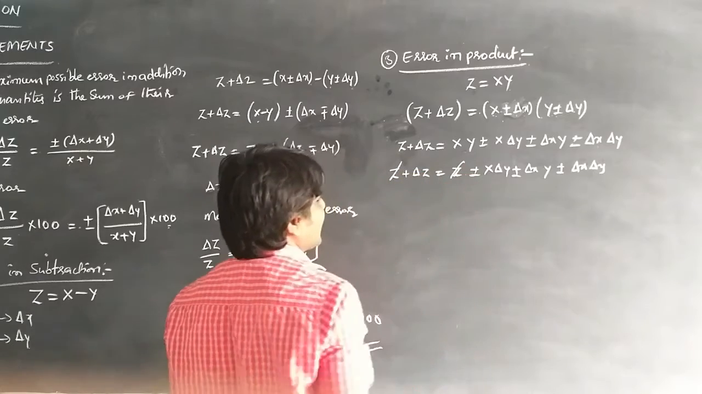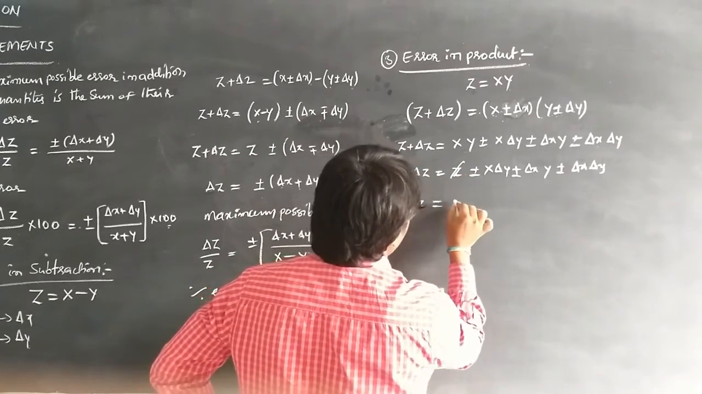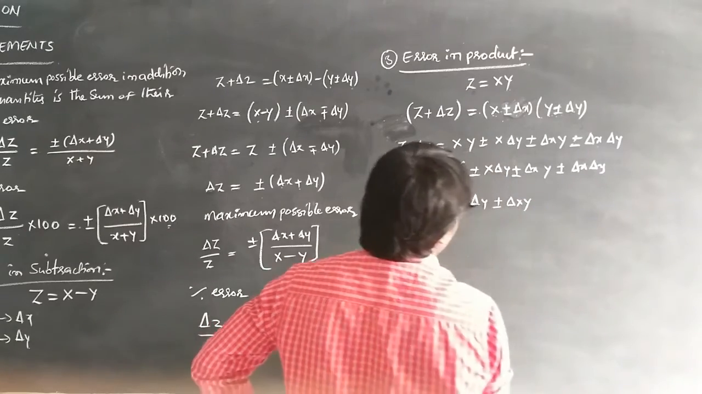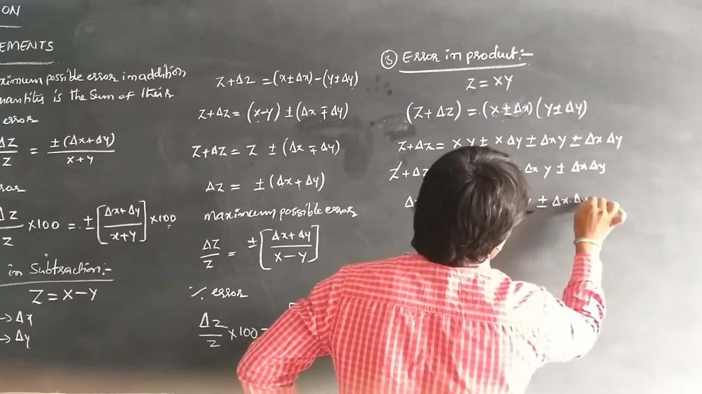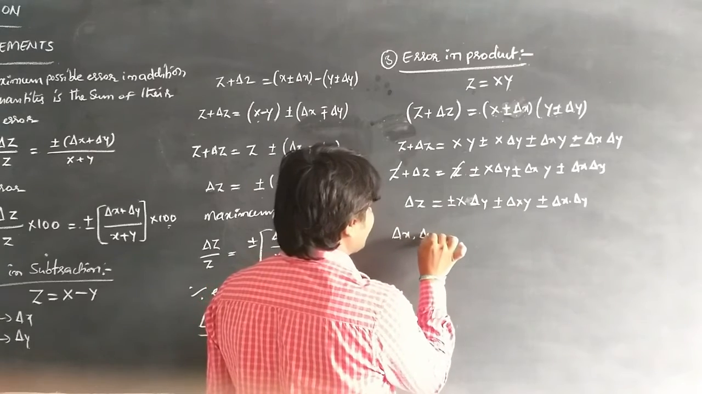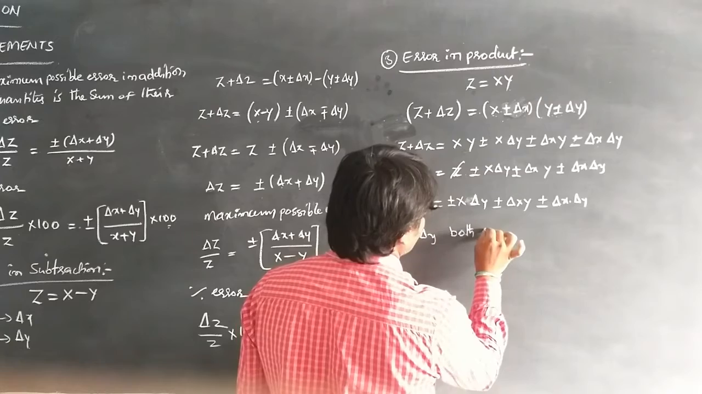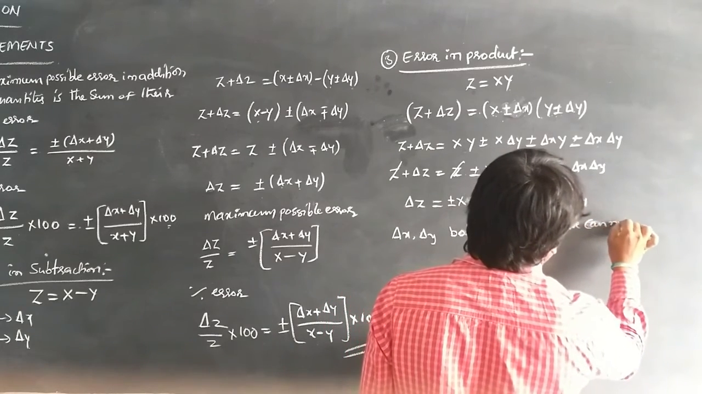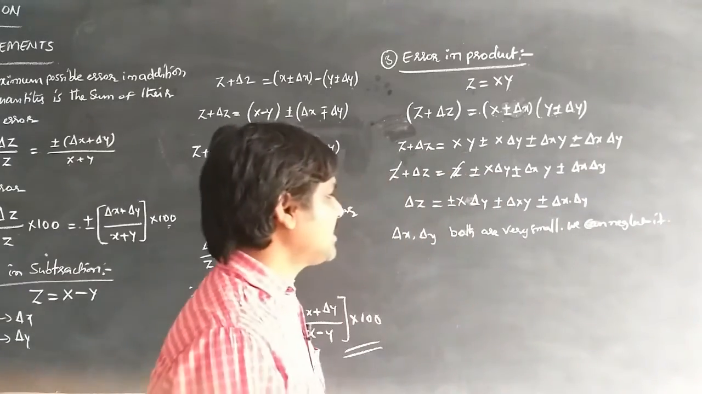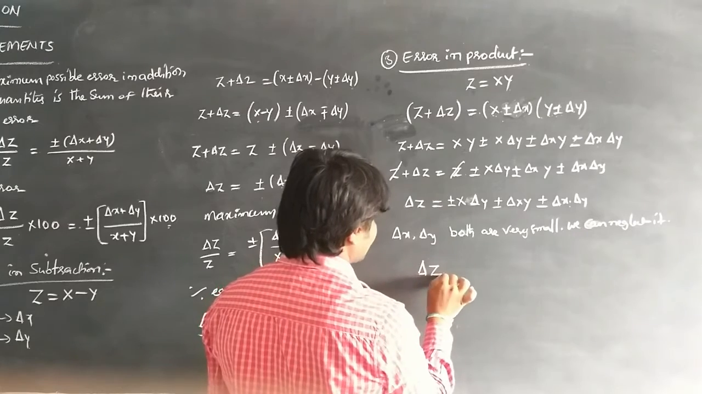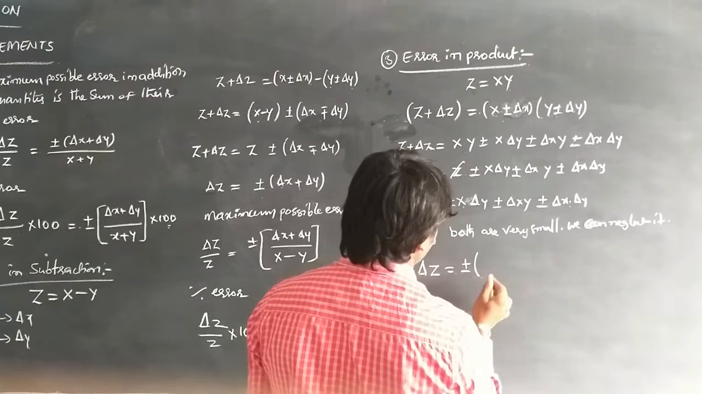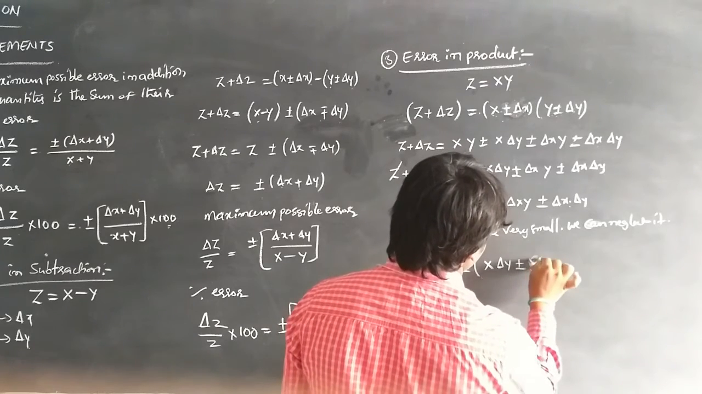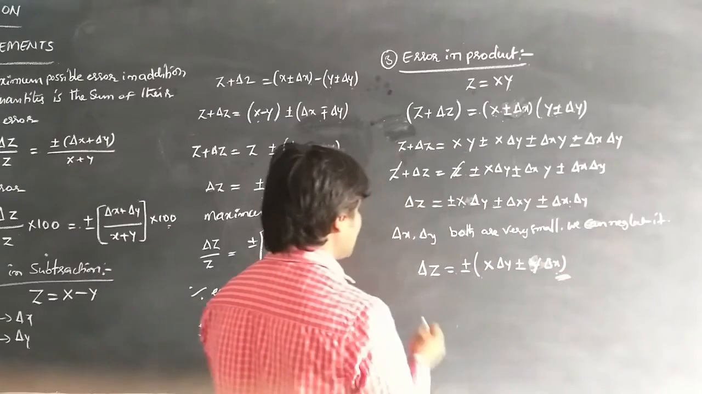So z gets cancelled. From that equation, delta z is equal to x delta y plus or minus delta x into y and plus or minus delta x into delta y. Here delta x and delta y values are both very small, so we can neglect it. By neglecting delta x delta y, delta z is equal to plus or minus of x delta y plus or minus y delta x. So this can be considered as the absolute error in product.